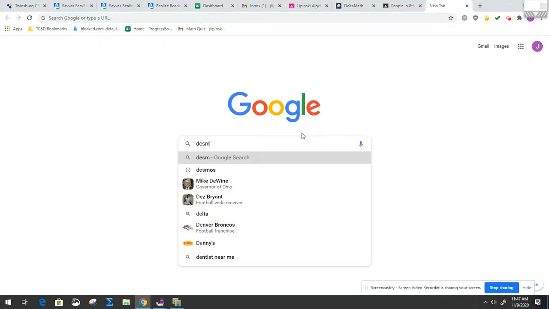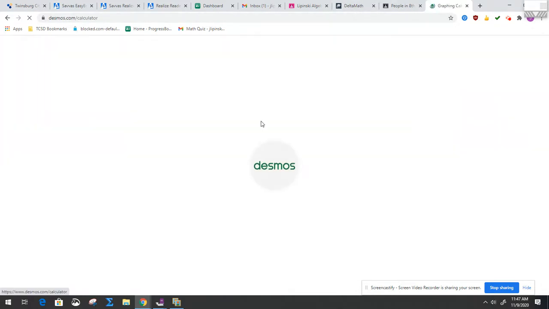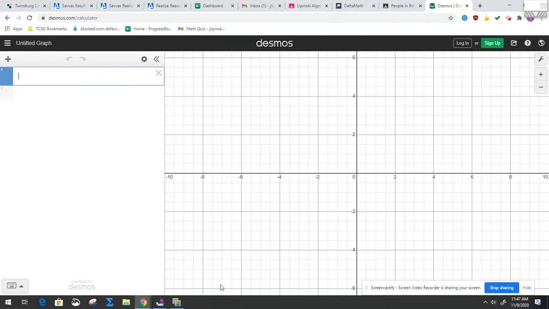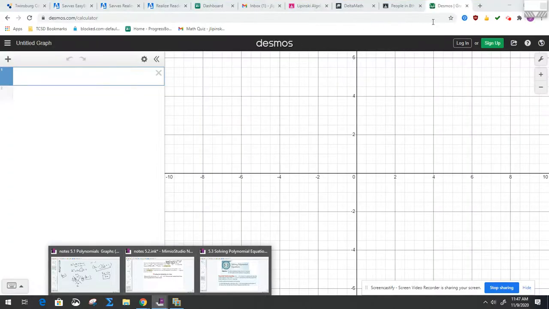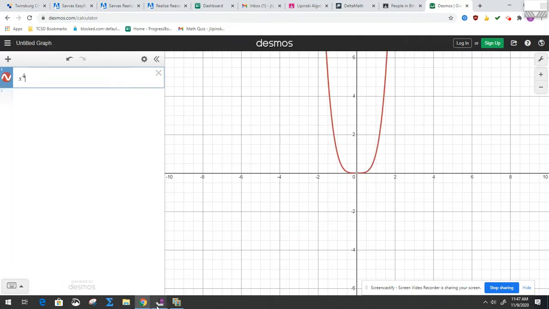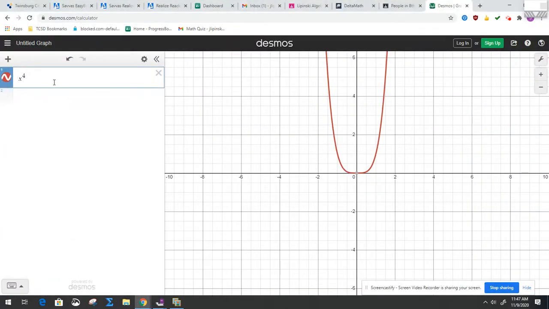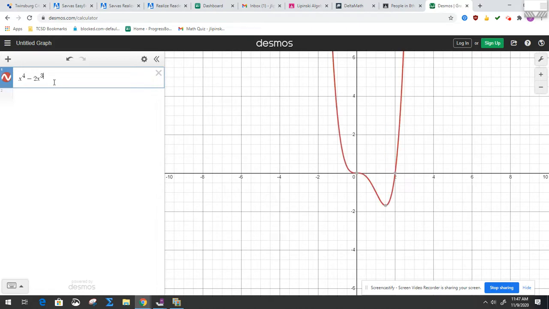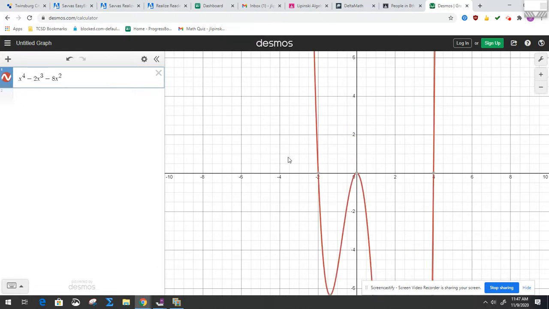Desmos here, okay, and I were to plug this in, this problem right here, which said, what's x to the 4th minus 2x cubed minus 8x squared. So x to the 4th minus 2x cubed, what was it, minus 8x squared. I think what it was. Okay, you can see that it has a 0 at -2, a 0 at 0, and a 0 at 4.